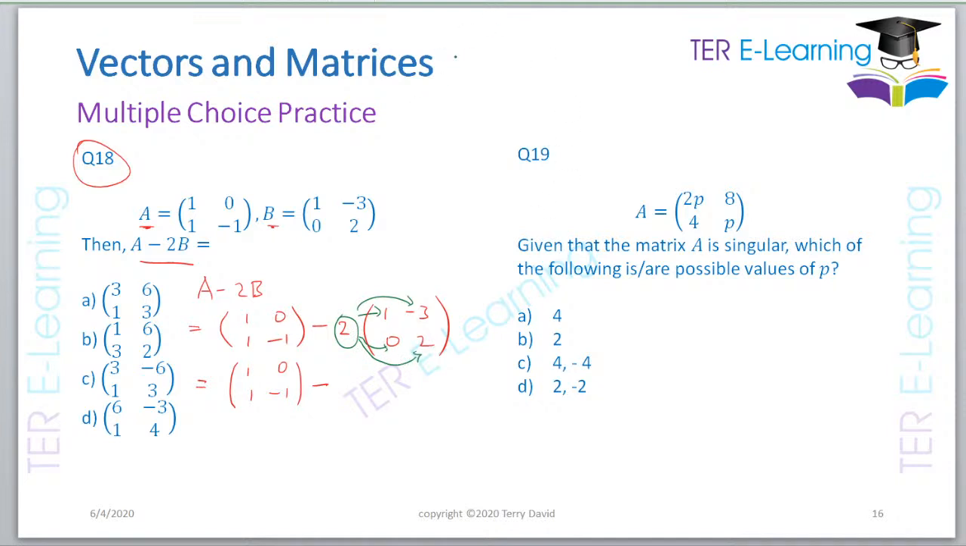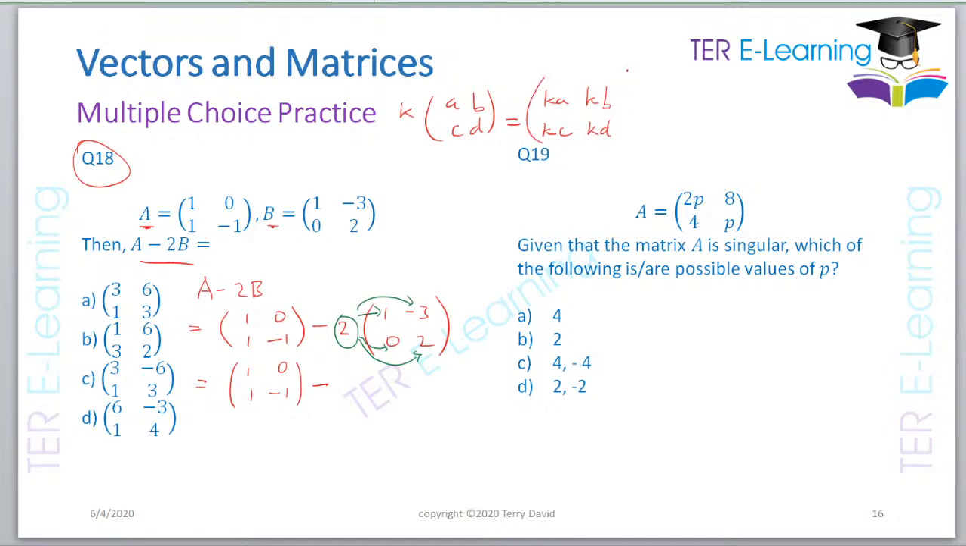So a scalar multiplication is like this. If we have a constant K in front and we multiply by a matrix A, B, C, D, the answer is going to be KA, KB, KC, and KD.